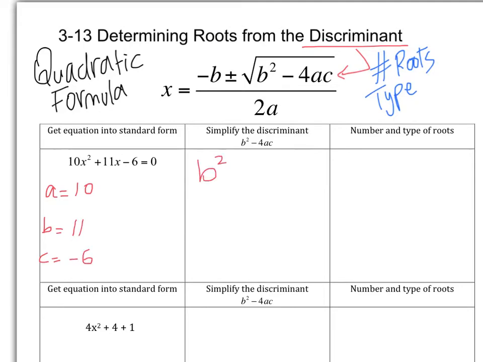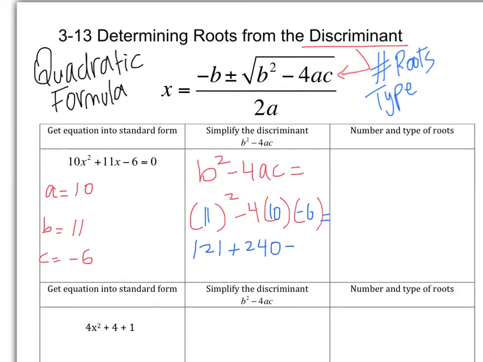So the discriminant, which is b squared minus 4ac, you need to plug in the b, the a, and then the c. The b is 11 squared minus 4a, which is the 10, and then times c, which is the negative 6. 11 squared is going to be 121. Negative 4 times 10 times negative 6 would be 240. 121 plus 240 is going to give you 361 in this case. So my discriminant, b squared minus 4ac, is, as you can see, greater than 0.